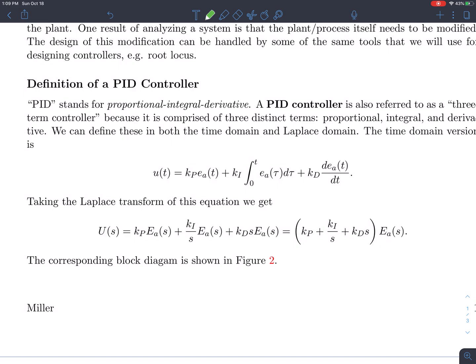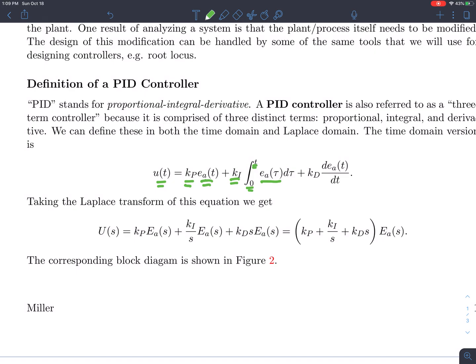So U of t, think of that as just a signal. It doesn't mean unit step at this point. It's just a signal. And it's going to be some constant Kp times Ea of t plus a different constant Ki times the integral of that error signal. And the integral goes between, when you turn the system on at time 0, all the way up to time t.